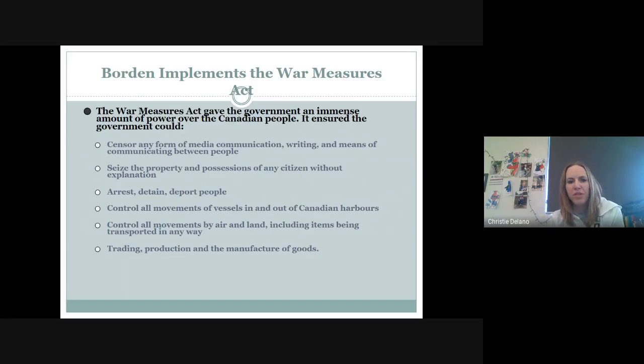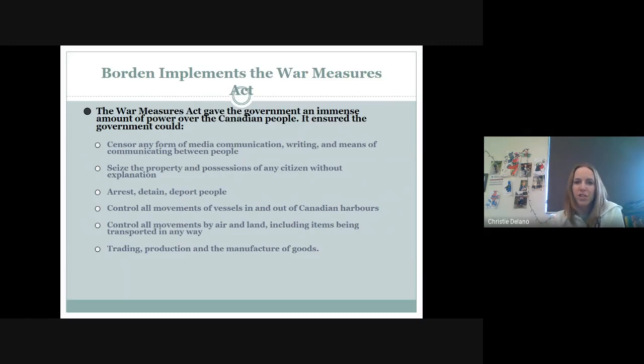So our prime minister at the time was Robert Borden, and he implements the War Measures Act that we previously talked about a few minutes ago. This War Measures Act gives the government tremendous power over the Canadian people, and it enables the government to do a number of different things.